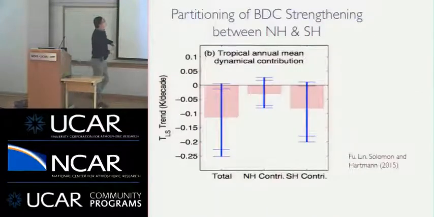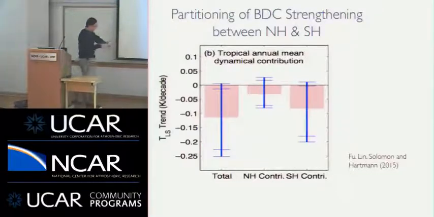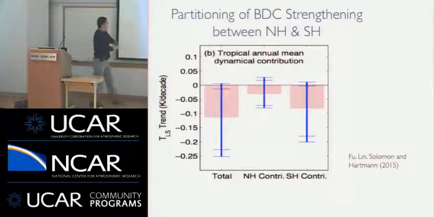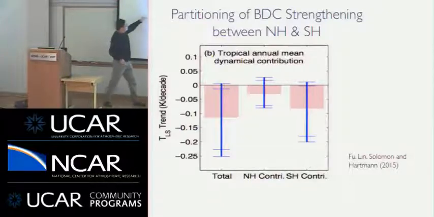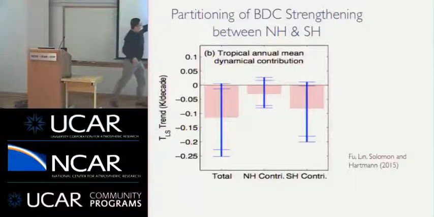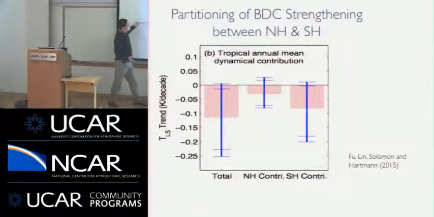Now, I don't have time to give detail, but I do the partitioning. Here are the dynamic components related to the tropical lower stratospheric temperature change. It's not significant at the 95% interval, but significant at the 20% interval. I do the partitioning into the Northern Hemisphere cell and the Southern Hemisphere cell. In the Northern Hemisphere cell it is basically insignificant, and most of this is contributed by the Southern Hemisphere cell.